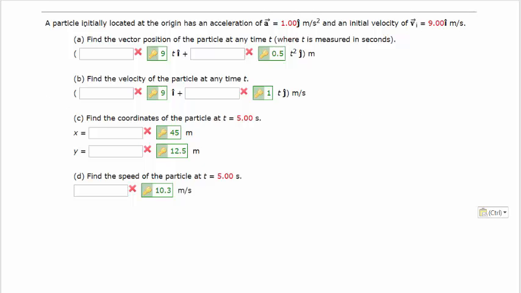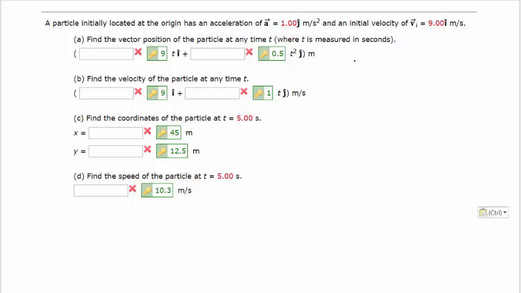I have a particle. It's going to be initially located at the origin, has an acceleration of 1.00 meters per second squared j hat, and an initial velocity of 9 meters per second i hat. We need to find the vector position of the particle at any time. We want to find the velocity of the particle at any time. We want to find the coordinates of the particle at t equals 5 seconds, and we want to find the speed of the particle at t equals 5 seconds.